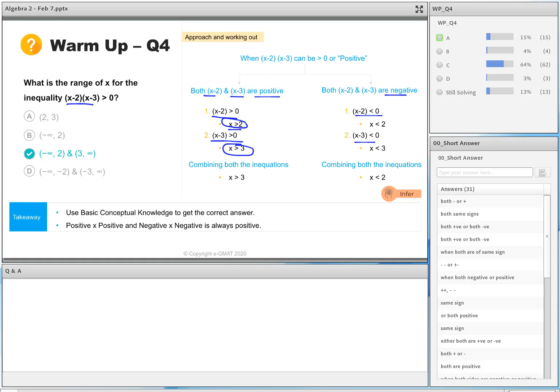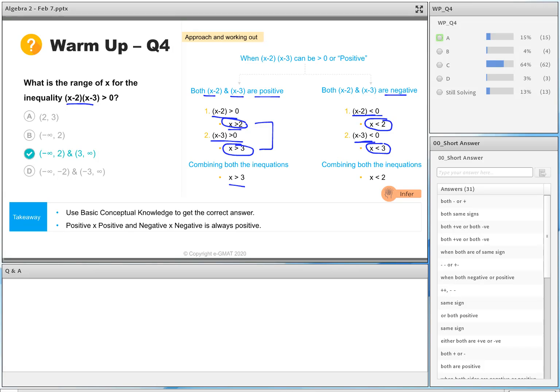In the second case, if x minus 2 is less than 0, x has to be less than 2. If x minus 3 is less than 0, x has to be less than 3. Now, if I look at both these inequalities, x is greater than 2 as well as greater than 3. After combining both these inequalities, you must say that x is greater than 3.